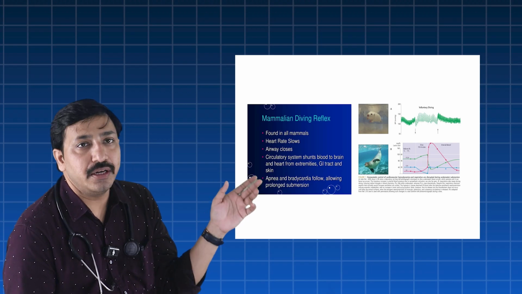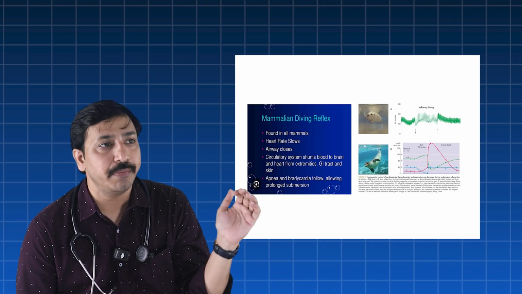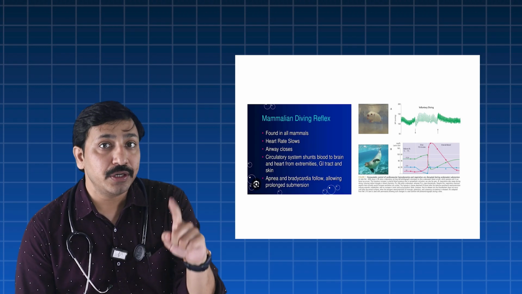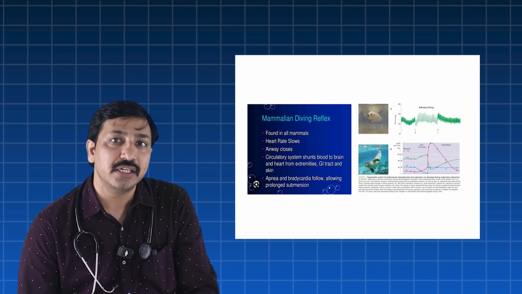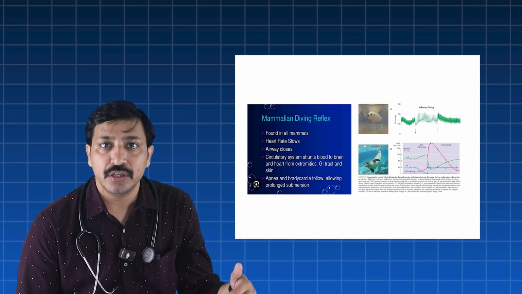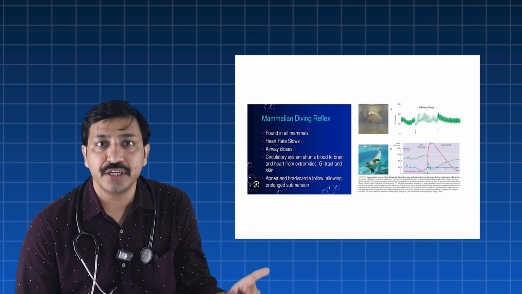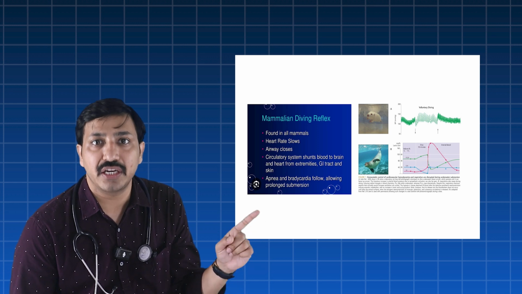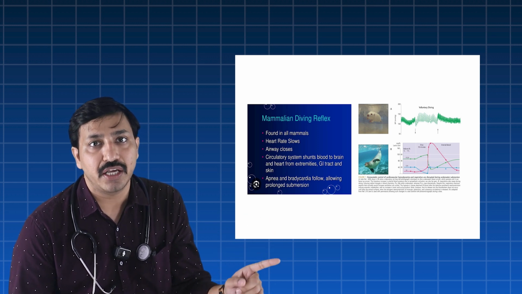This is the seal; all these are mammals. When the mammals go inside during hunting, we can see that their blood supply to the brain, heart and adrenals is increasing. There is decreased blood flow to the skin, intestines, everything. When the diving reflex is on, it is like a master switch of life. The master switch of life is on.